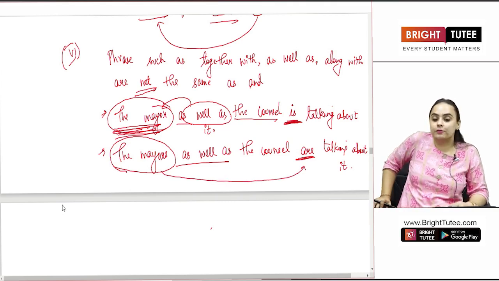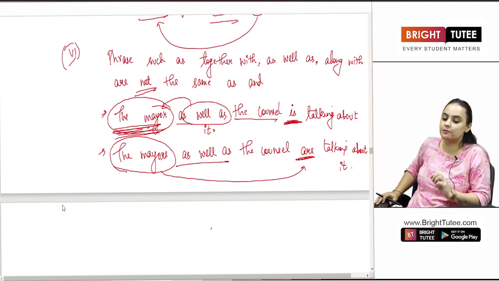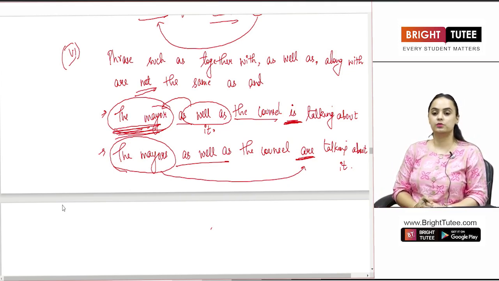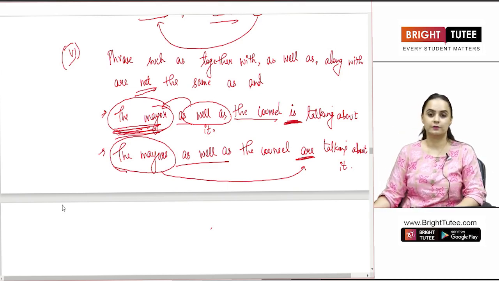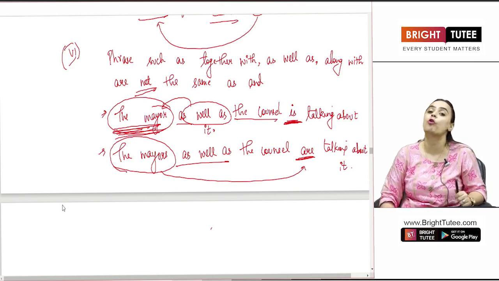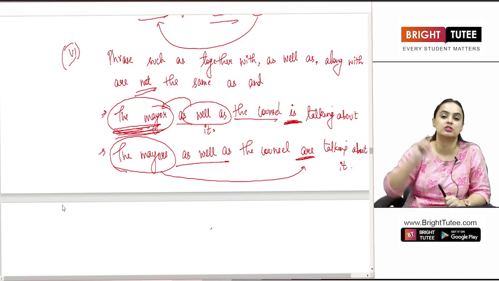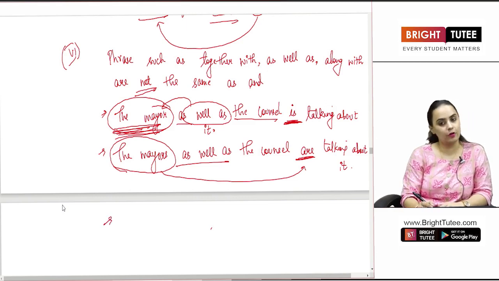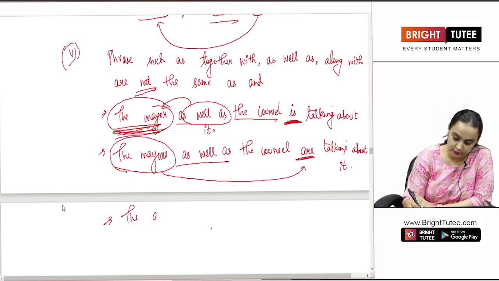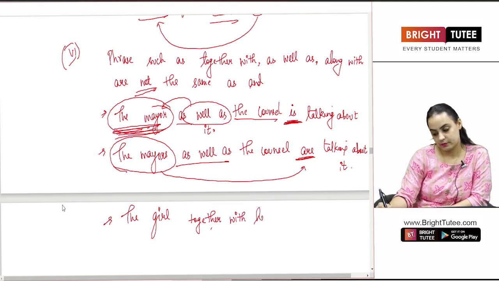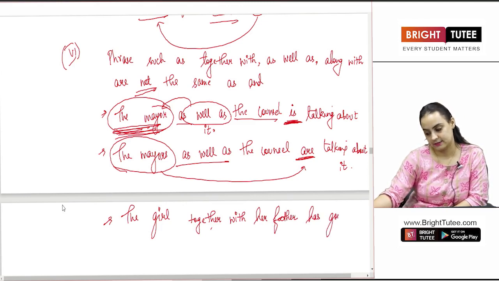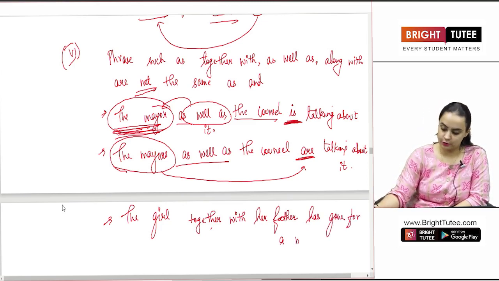So, in case of those sentences in which the phrases are joined with words like "together with," "as well as," and "along with," we have to look at the subject before these phrases and then put the helping verb accordingly. For example, "The girl together with her father has gone for a movie."